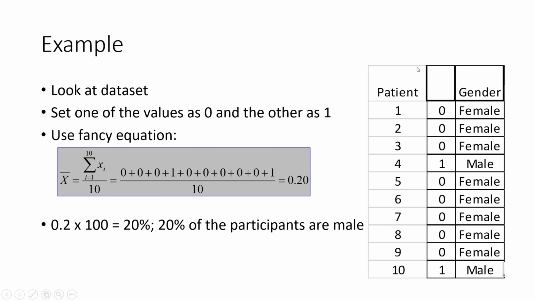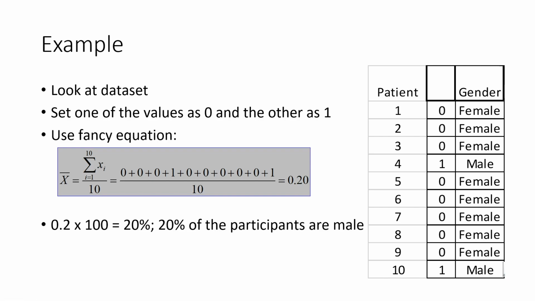Okay, so here's the example that we're going to look at. Here's our data set. We decided to look at the genders of these 10 participants that I decided to torture for my entertainment. We gave each gender a value, 0 for female, 1 for male, because clearly the doctors that made this example were sexist. But hey, don't kill me for being the messenger. Again, we're going to use the fancy equation. If you add up all of these zeros and ones and divide by 10, because there's 10 patients, it'll give you 0.2. So 0.2 times 100 is 20%. So 20% of your participants were male.